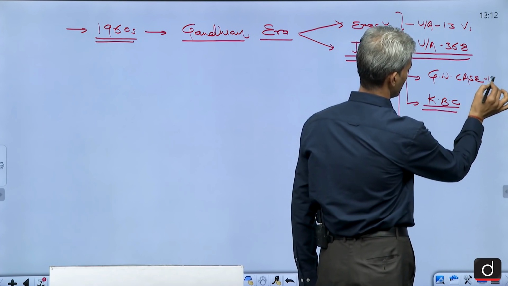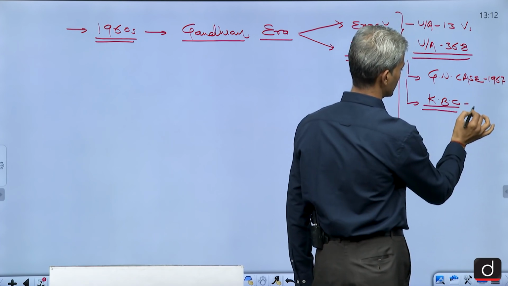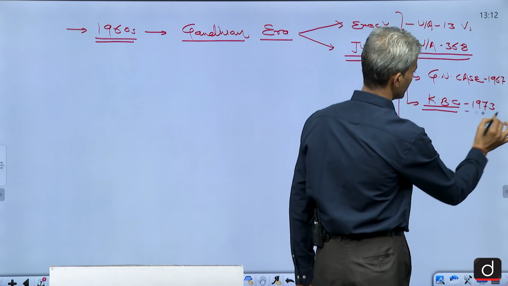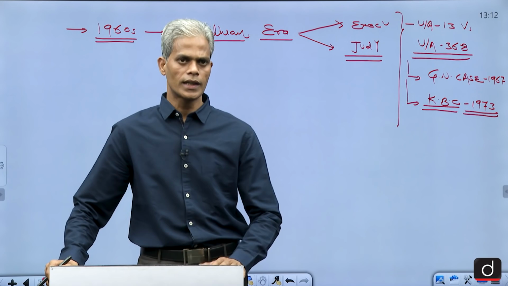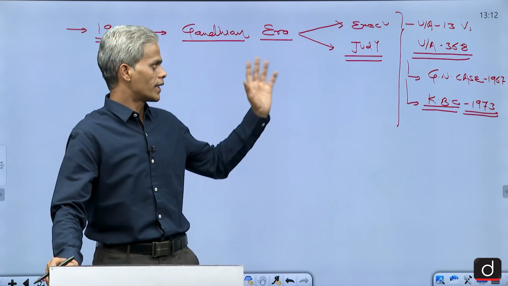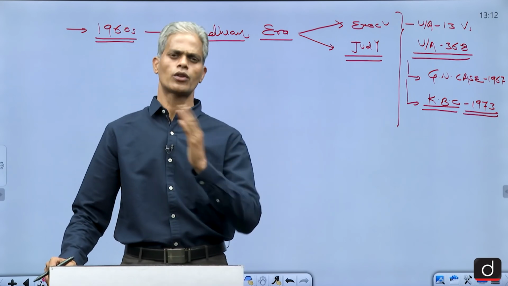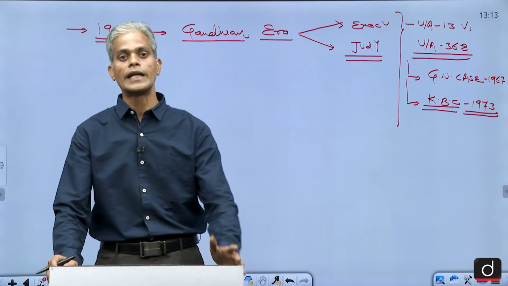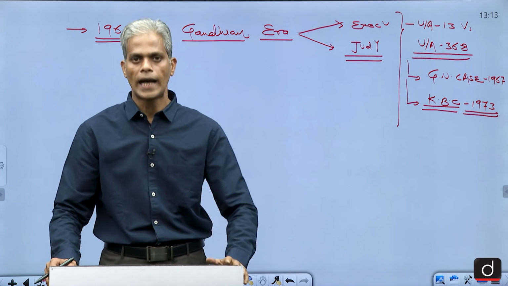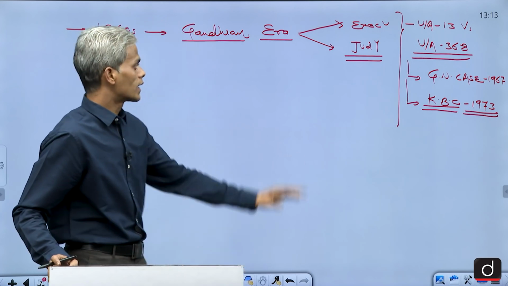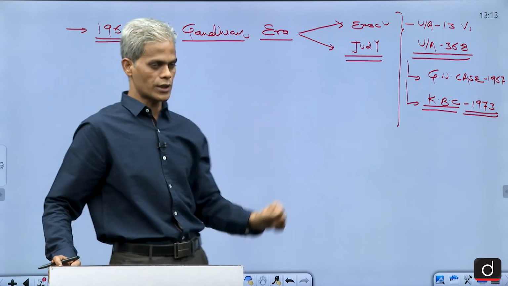So, let's say 1967 and then 1973. These things we had already dealt with. Now, KBC and the other aspect in Article 13 and 368, that is the amendability of the Constitution, is a separate topic altogether. So here we will not deal with the nitty-gritty of those topics, but will focus only on that part which is relevant for this particular discussion.